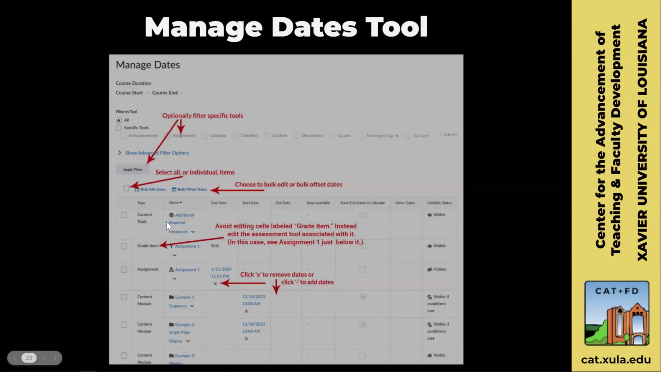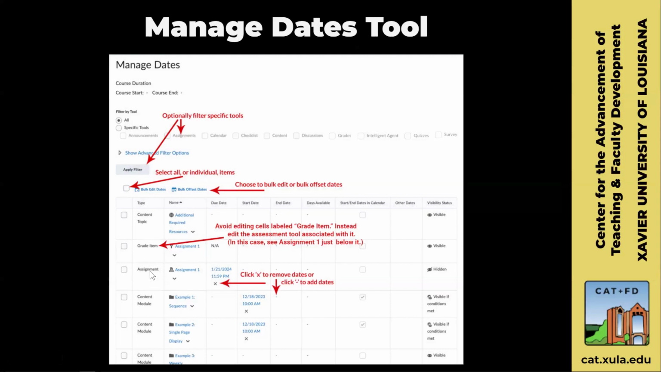When you go there, the system will show you all of, and they call these objects, all of the objects that are in the course. And so you can actually filter by a specific tool. So if I only wanted to see all of my assignments, then I could just check this box and then say apply the filter, and then I would only see the assignments. And you can select all of these or individual dates that you want to make adjustments to. So if I selected a couple of these, maybe I could bulk edit those dates and change those.